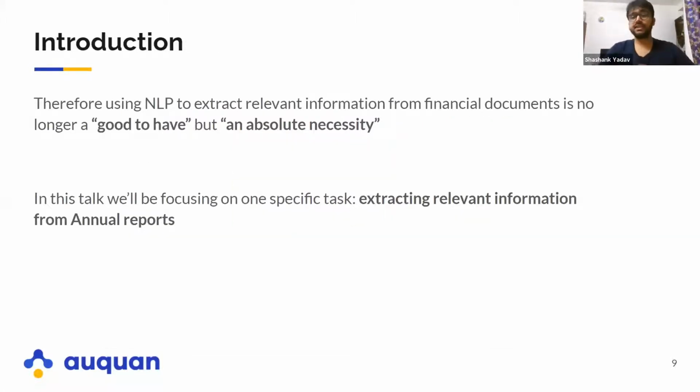So we are making a case here that NLP is no longer a good to have, but it is a real necessity, because if you want to be better than everyone, if you really want to be a market leader, you need to have all the information. And to get all that information, you really need to go through all the information that is present and identify the most relevant. And that cannot be done manually. You really need NLP for that. And in this talk, we'll be focusing on a specific way of extracting information. We'll be extracting relevant information from annual reports.